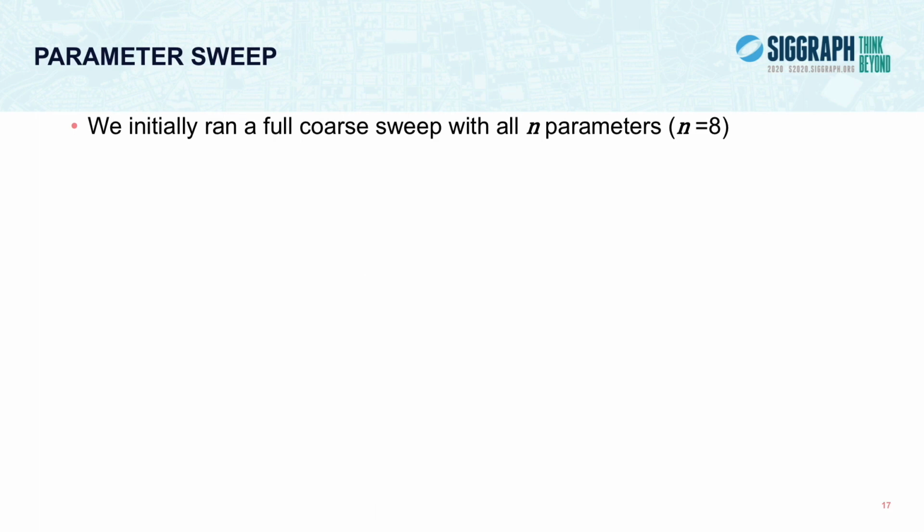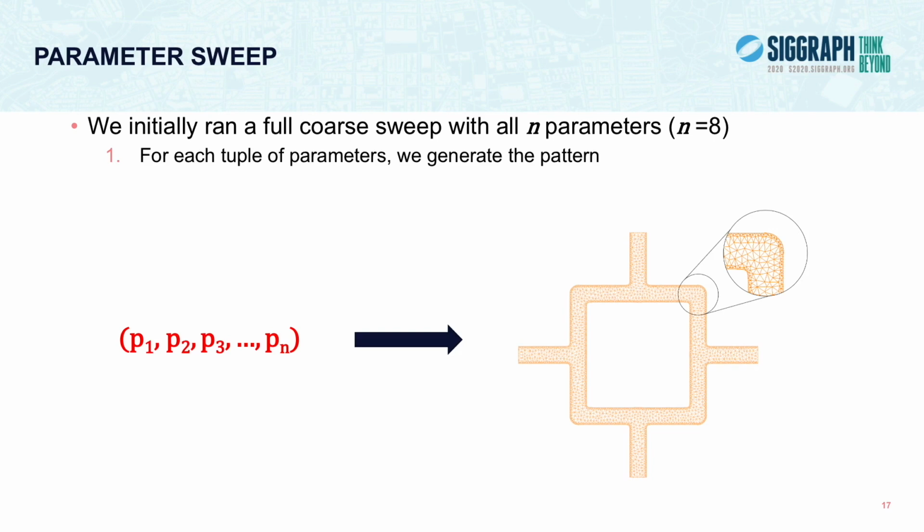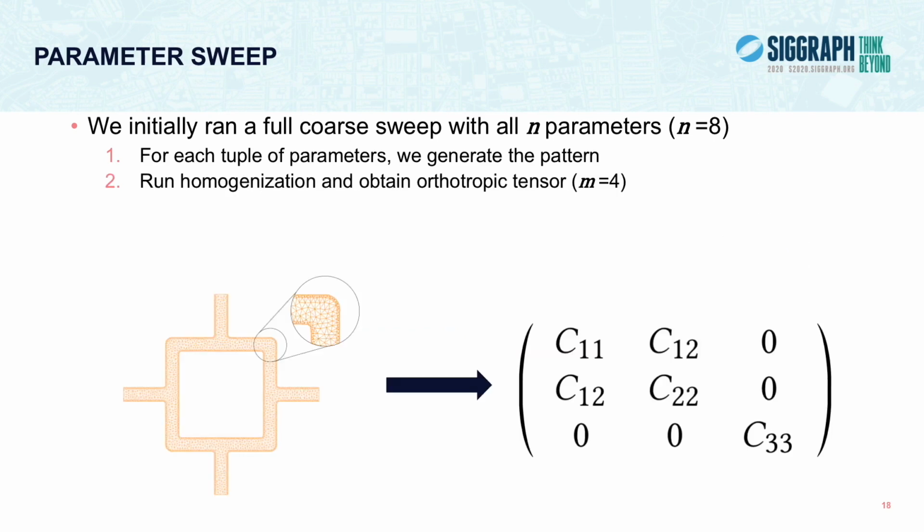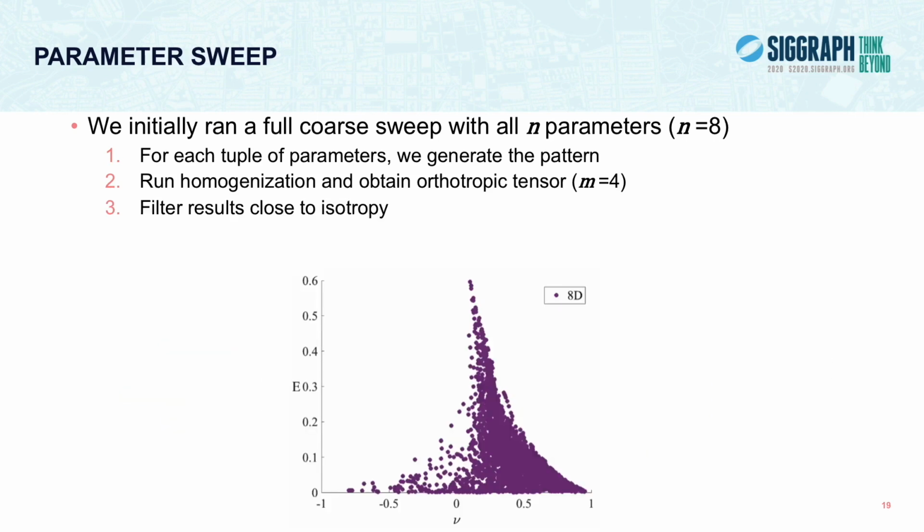As a first step, we can run a coarse and full parameter sweep with our geometric parameters. We use around 5 values per parameter for a total of 540,000 tuples of values. For each tuple, we inflate the pattern, generating a mesh. Then we run a homogenization and obtain our orthotropic elasticity tensor. And finally, we can filter the results close to isotropy, obtaining the range shown on the plot. We refer to the part of the material space for which we have a geometric structure as the coverage of a family. The sweep provides us with a rough approximation of it.